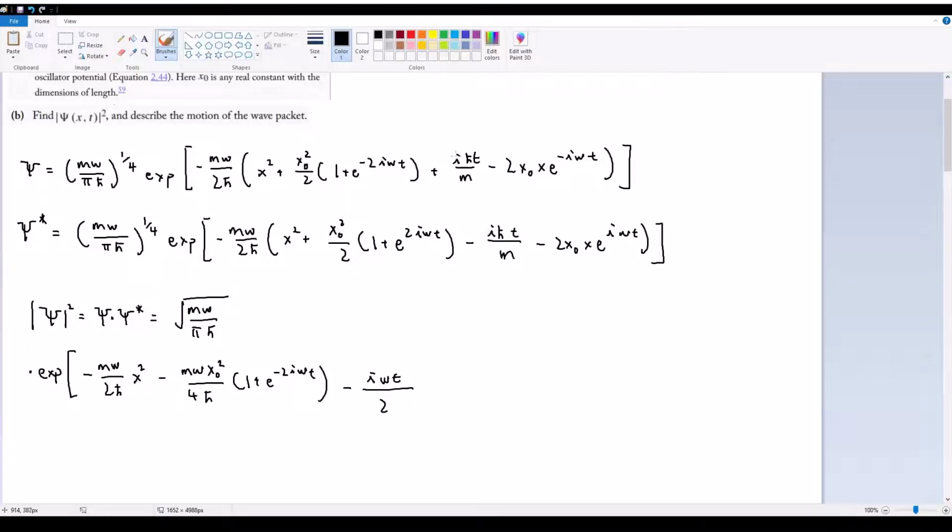Let me just double check that that is in fact correct. The m cancels out, the h bar at the bottom cancels out, so we have I omega t at the top and then 2 at the bottom, yeah. And then plus, let's see, the 2 cancels out, so we have m omega x naught x e to the negative I omega t, all divided by h bar. And then we're adding on this bottom expression, so we're going to be minus m omega over 2h bar times x squared minus m omega x naught squared over 4h bar times (1 plus e to the positive 2I omega t).